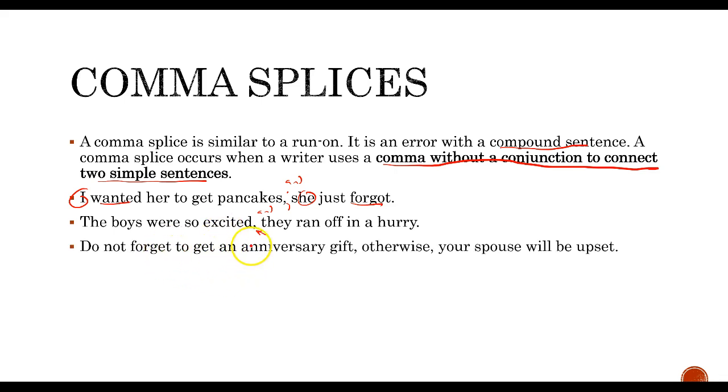Don't forget to get an anniversary gift, otherwise your spouse will be upset. So here again, the subject here is you. You do not forget to get an anniversary gift, semicolon, otherwise your spouse will be upset. So here again, we just had a comma in place of a semicolon or a comma and a conjunction. So there's the comma splices, and that's the run-ons. Those are ones that you really want to try to avoid.